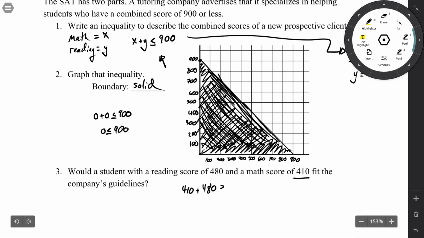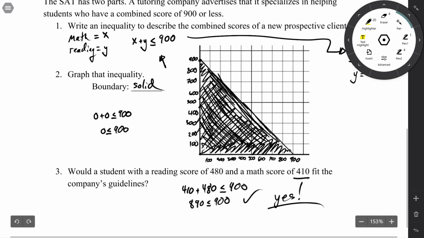is less than or equal to 900. Well, if we add those together, we'd get 890 is less than or equal to 900. So yes, it would. All right, and that's all for notes.